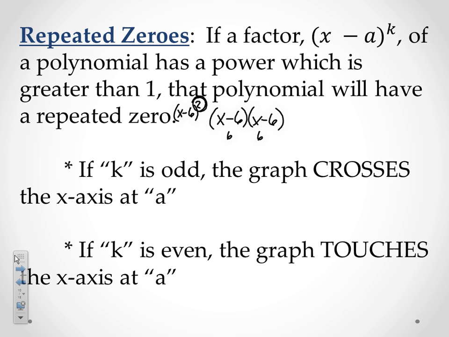If k, that power, is odd, the graph is going to cross the x-axis at a. So if the power is odd, the graph is going to cut through the x-axis at whatever that number was. If k is even, the graph is going to touch the x-axis at that digit. Now the main thing that this is important to remember it for, you could always pick the points, stick them in, and find it out yourself. But if you remember it, making that rough sketch is just going to go a lot faster.